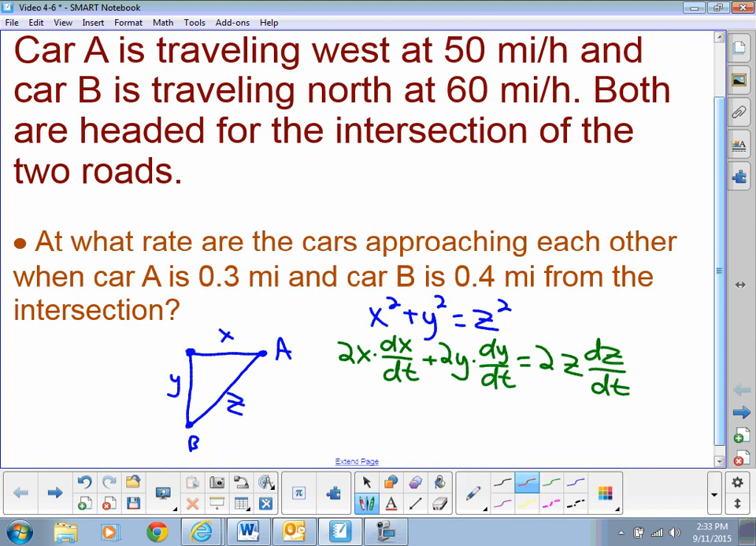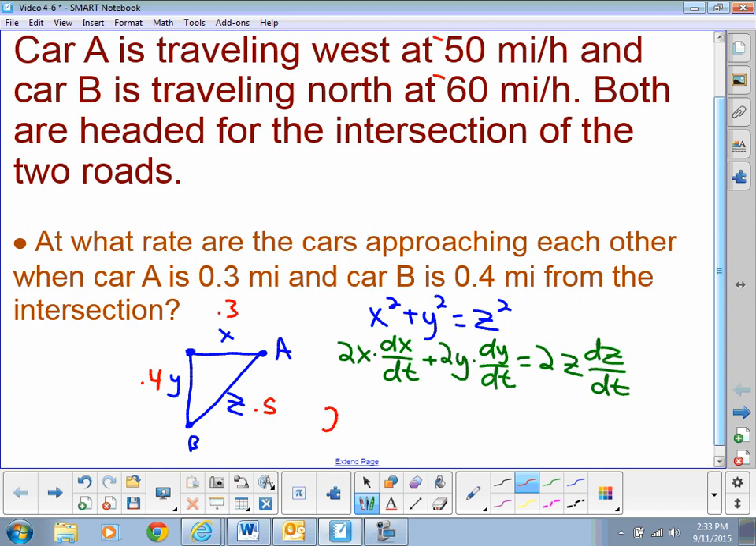Now, we wanted to find the instant that car A was 0.3 miles away and car B was 0.4 miles away. Notice this is just a 3, 4, 5 right triangle, where we have 0.3, 0.4, and 0.5. So that'll be at the instant when z is 0.5. Another thing to keep in mind is that because our lengths are decreasing, we need to put our rates in as negatives. So we're going to have to put these in as negative 50 and negative 60.